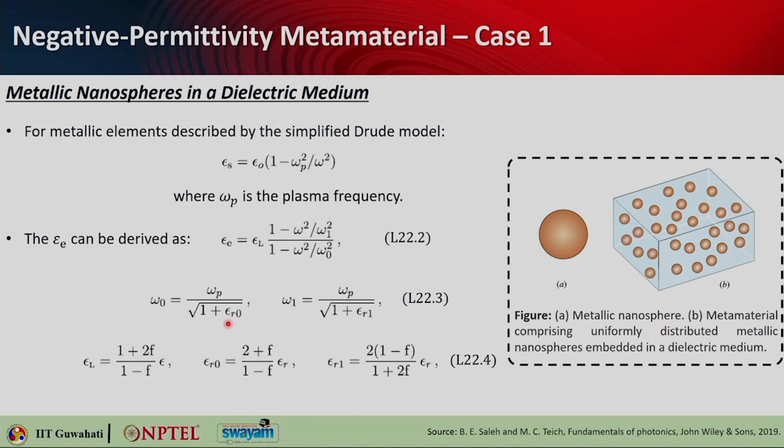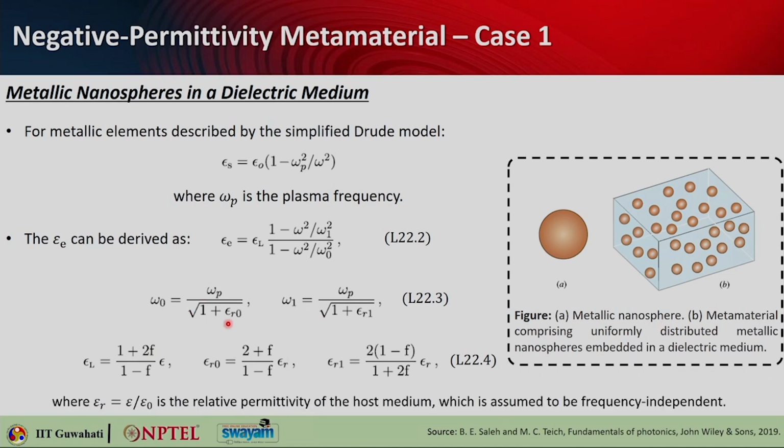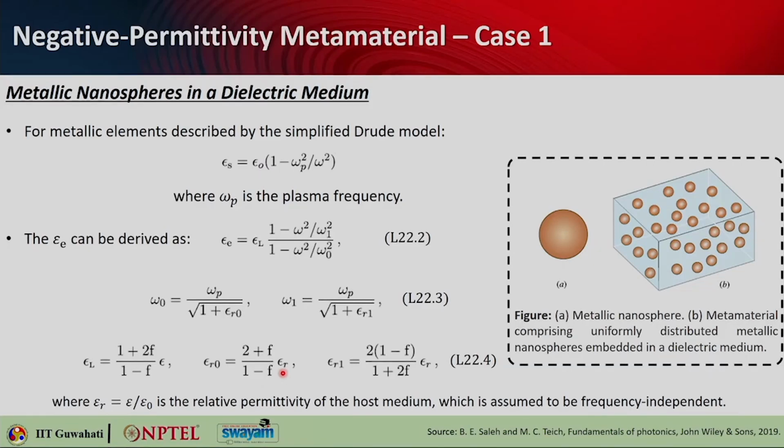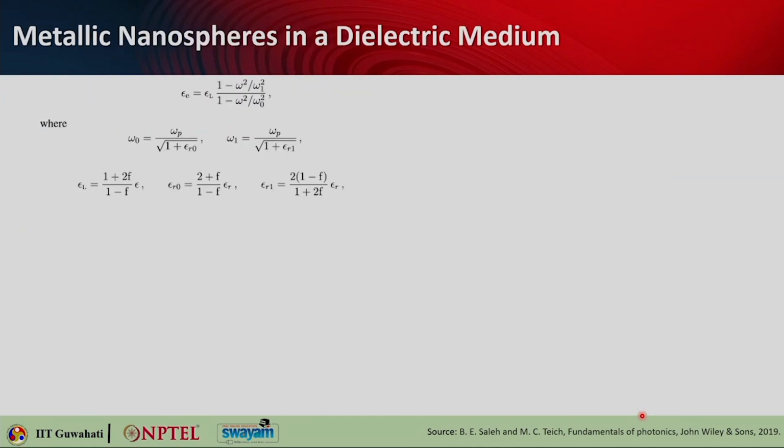Okay, there is some significance associated with that, I will come to that. Here you remember that epsilon r is basically the relative permittivity of the host medium. So we assume that epsilon was the permittivity. When you do epsilon over epsilon naught, that is epsilon r, the host medium's relative permittivity, and we assumed it to be frequency independent. So it is the same for all the wavelengths or all the frequencies.